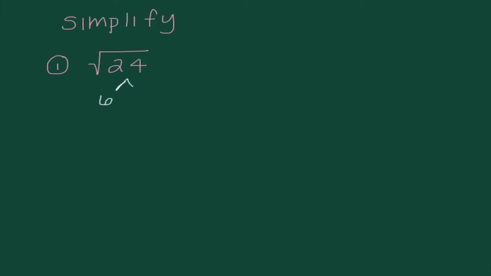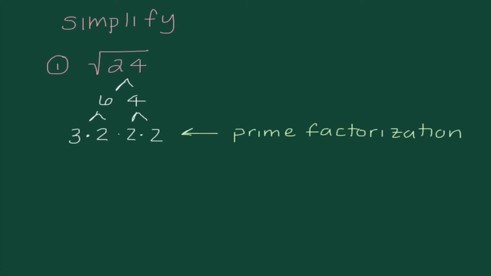So I'm going to go with 6 and 4. I know I can break 6 down further into 3 times 2, and I can break 4 down further into 2 times 2. You will often hear this regarded as prime factorization because we took a number and we broke it down into factors that are all prime numbers. So now what we need to do, since our index number is 2, I need to look and see, do we have any pairs of numbers? And I notice that I have a pair of 2's.